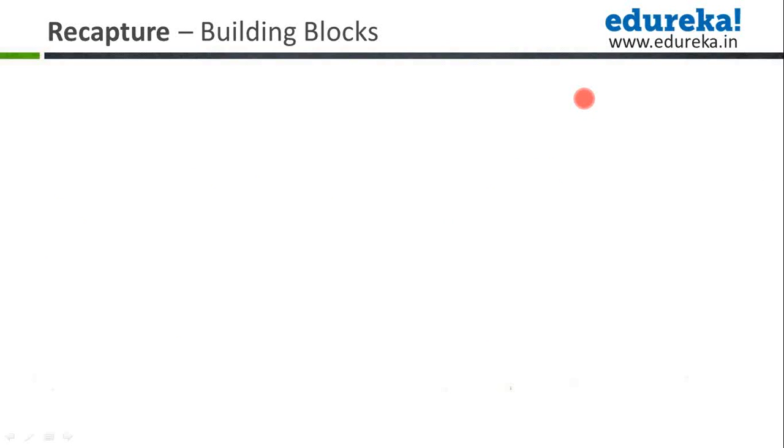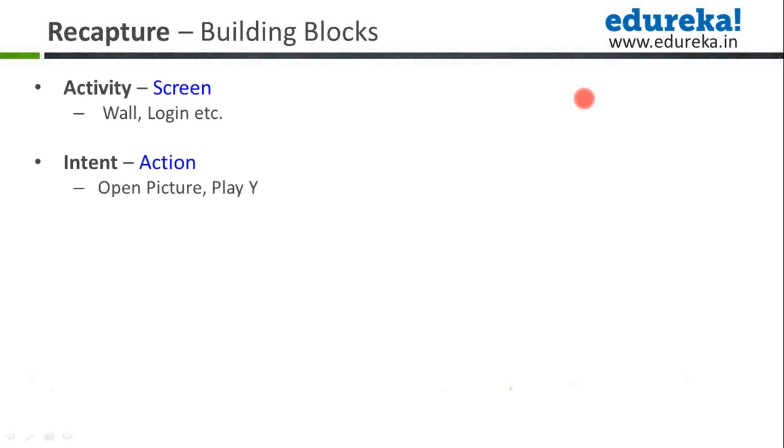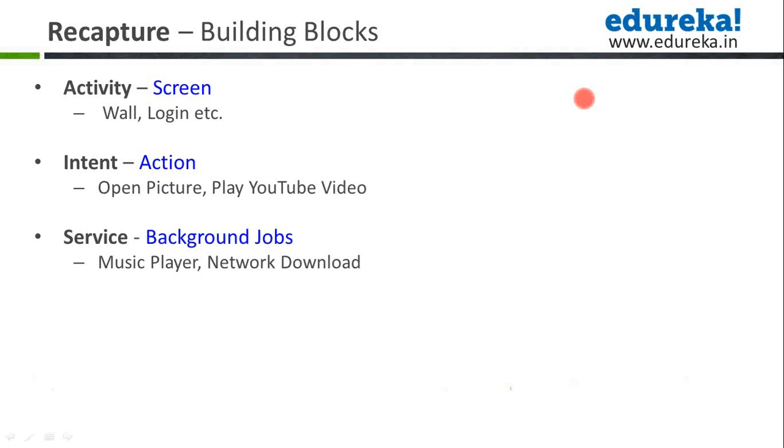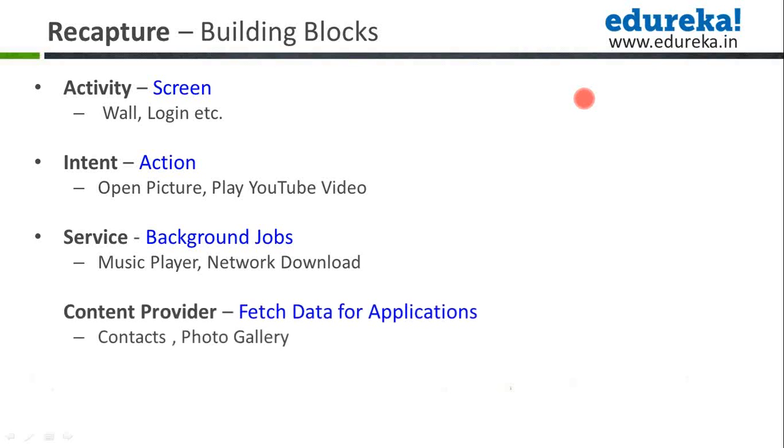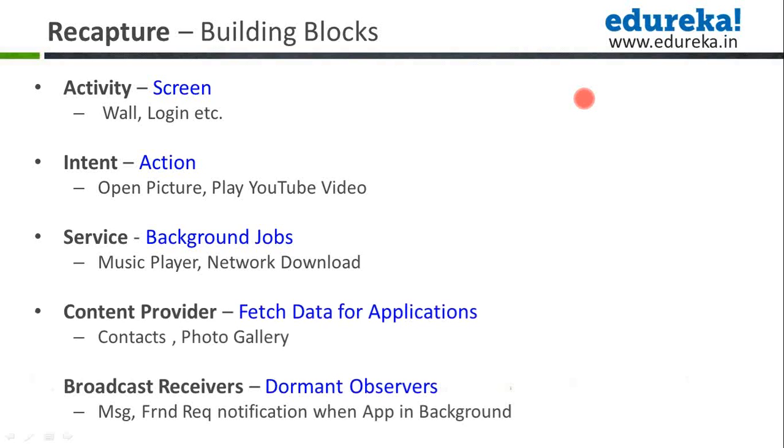Now, let's try to recapture what we have talked about up till now. We have talked about the main building blocks, and let's name them one by one. We have talked about the activities, which were the screens. We've talked about the intents, which were the action taken on activities. We've talked about the services, which were the background jobs. We've also talked about the content providers that would help us fetch data for applications. And we've also talked about the broadcast receivers, which are the dormant observers.